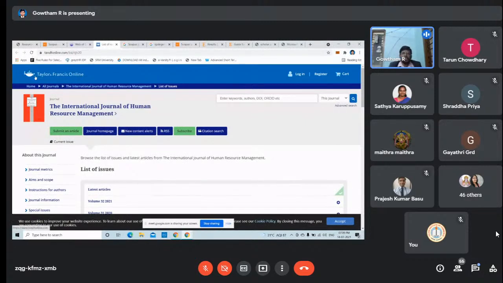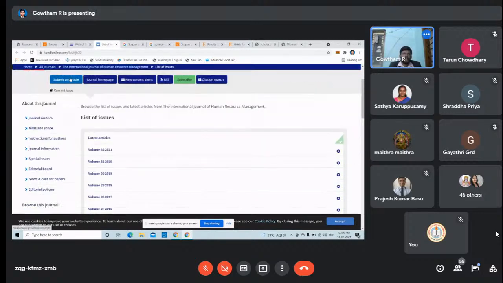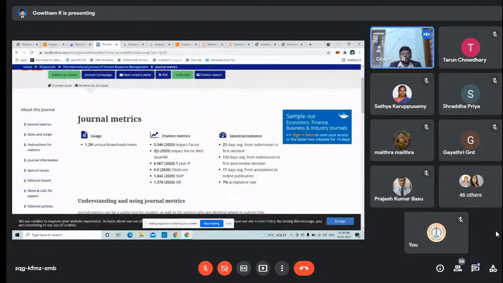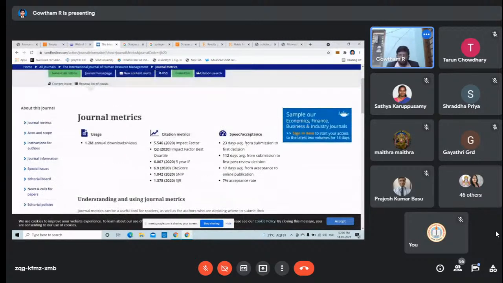This journal is published by Taylor and Francis. The publisher of this journal is Taylor and Francis. First, you can check out the journal metrics. See, these are all the things. Yesterday we saw altmetrics, citation metrics, speed and acceptance. See, they are clearly given.